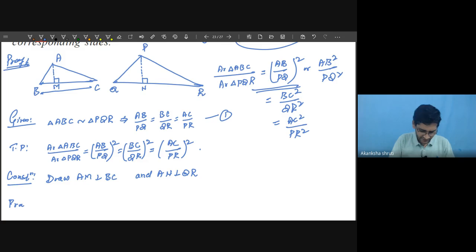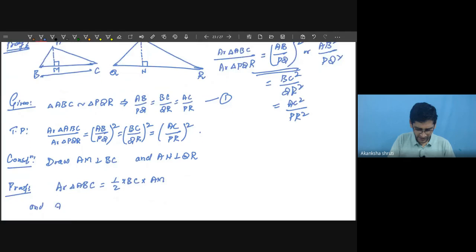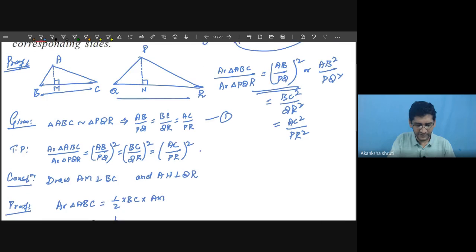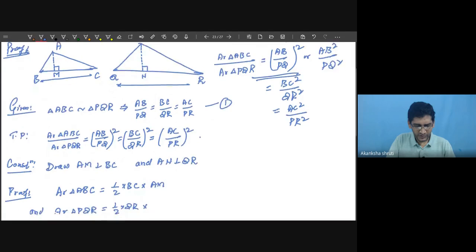So let us start. The two triangles ABC and PQR are similar. It means their sides are proportional, their angles are equal. That thing is available to us. Now let us take the area of triangle ABC. It can be written as half the base BC into the perpendicular AM. Take this as 1. And the area of triangle PQR is given by half, base QR into perpendicular PN.